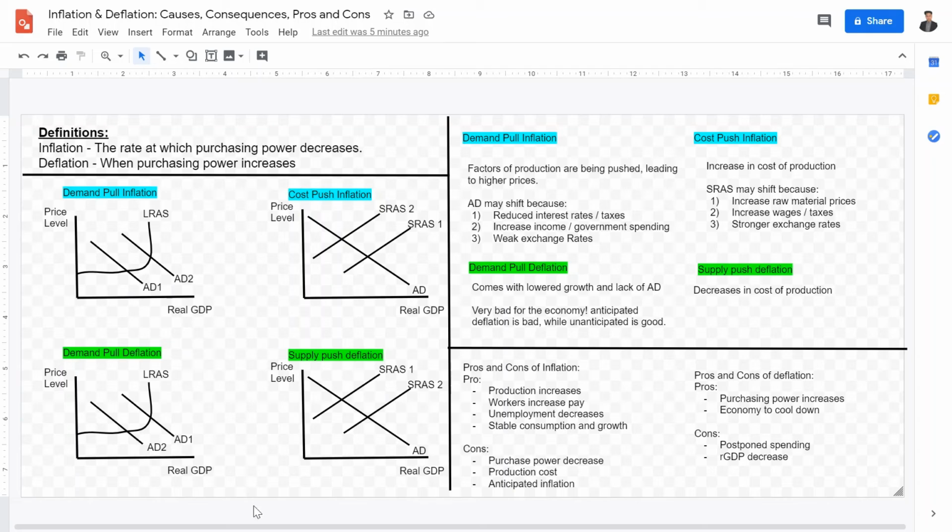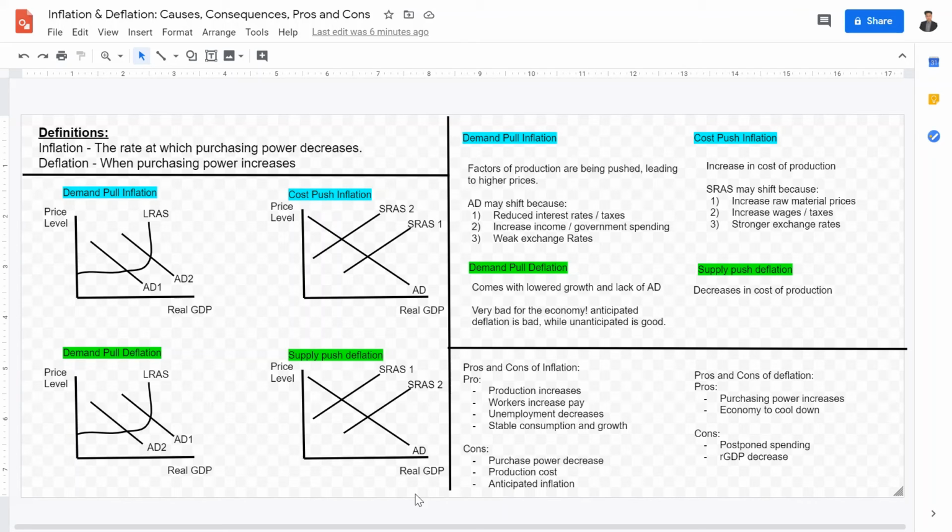I think you really have to be able to draw these four diagrams, be able to illustrate and actually talk about what these four diagrams mean. So now that we have talked about the four types, whether it is demand pull inflation, cost push inflation, demand pull deflation, or supply push deflation, let's talk about some pros and cons of inflation and deflation respectively.